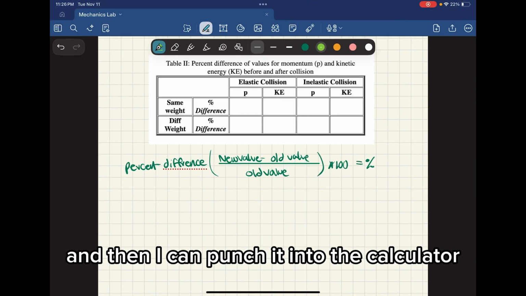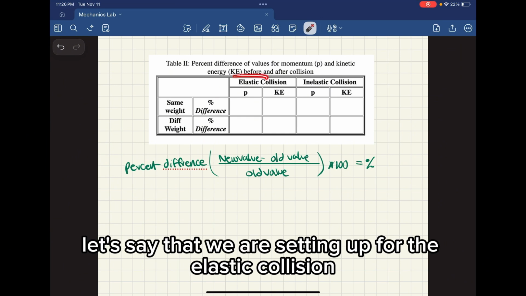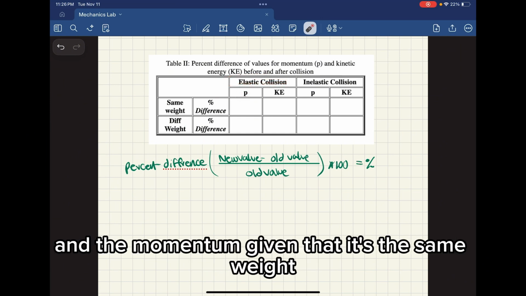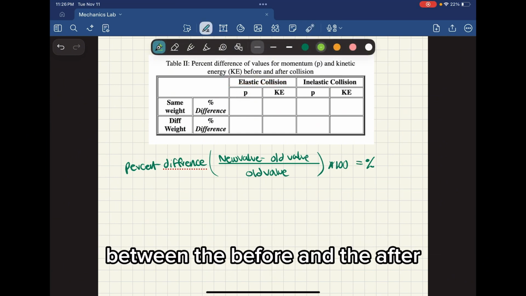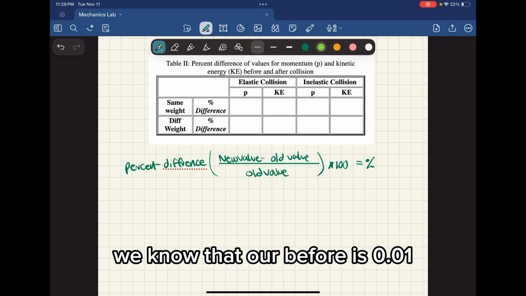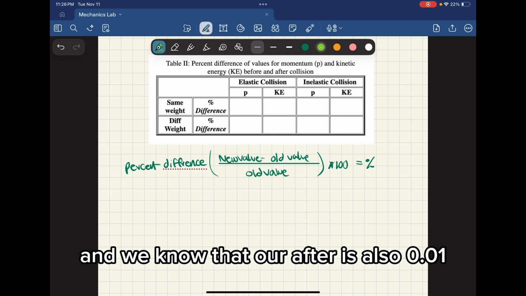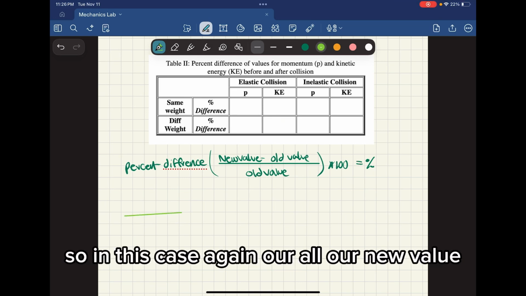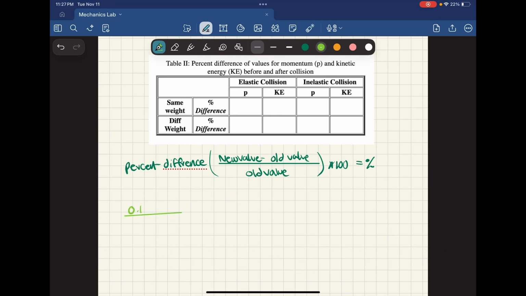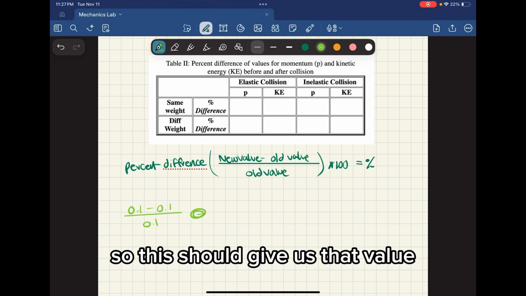Let's set up a few of the equations, and then I can punch it into the calculator. Let's say that we are setting up for the elastic collision and the momentum, given that it's the same weight, and we're trying to find the percent difference between the before and the after. We know that our before is 0.01, and we know that our after is also 0.01. So in this case, our new value is 0.01 there, and there. So this should give us that value.